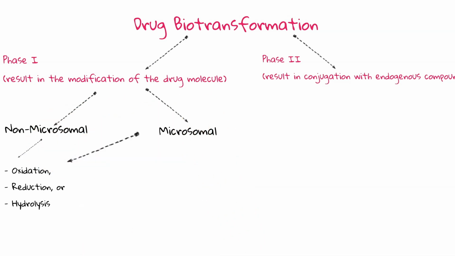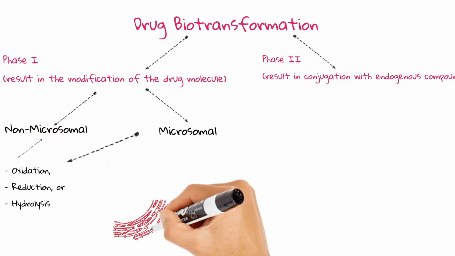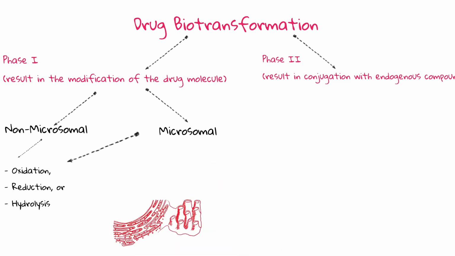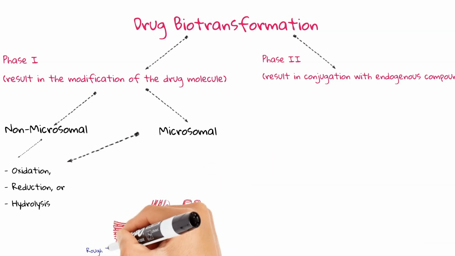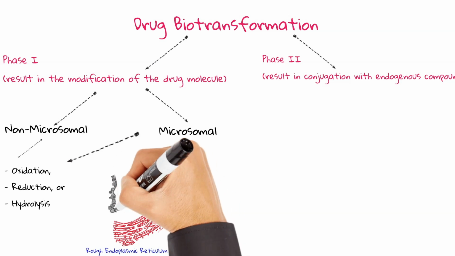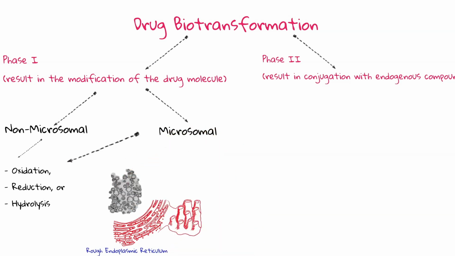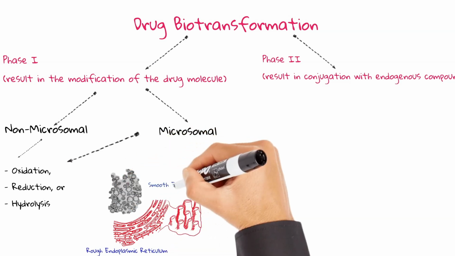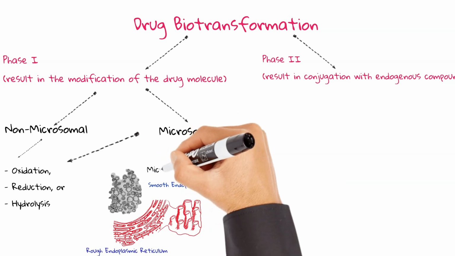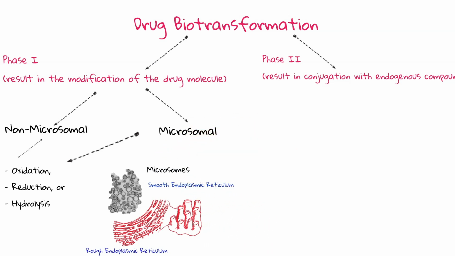These are major enzyme systems localized in the smooth endoplasmic reticulum or microsomal fraction of cells, predominantly in the liver, but also in the gastrointestinal tract, lungs, and kidneys. Microsomal reactions have an absolute requirement for molecular oxygen and reduced nicotinamide adenine dinucleotide phosphate.